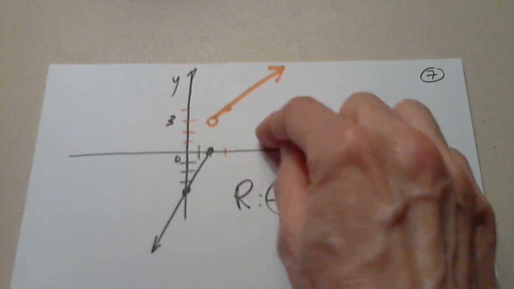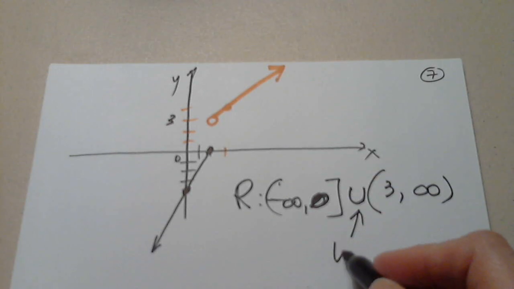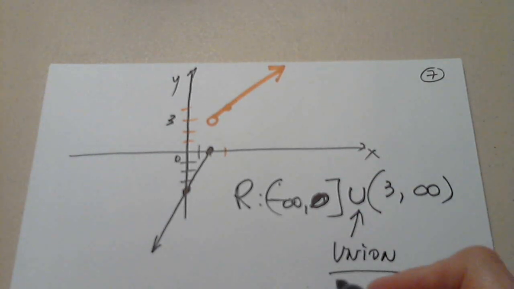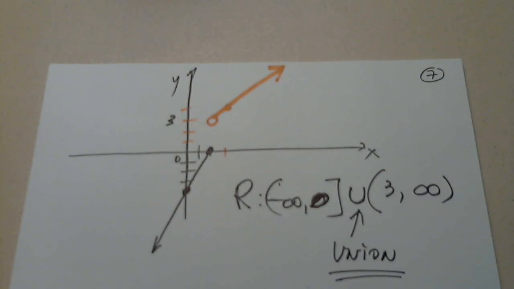So this is the union symbol, which means the range is here or here. They have to be put together. Okay, any questions? Any questions?